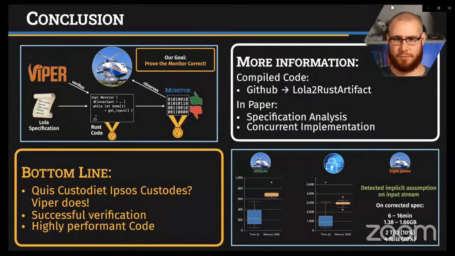If you want to find out more about the whole thing, you can go to GitHub. There is the fully compiled code for these specifications I mentioned. Just look for the Lola2 Rust artifact. And in the paper, there's also more information on the specification analysis and concurrent implementations for the evaluation of the monitor. And now I'm happy to take any questions you have.